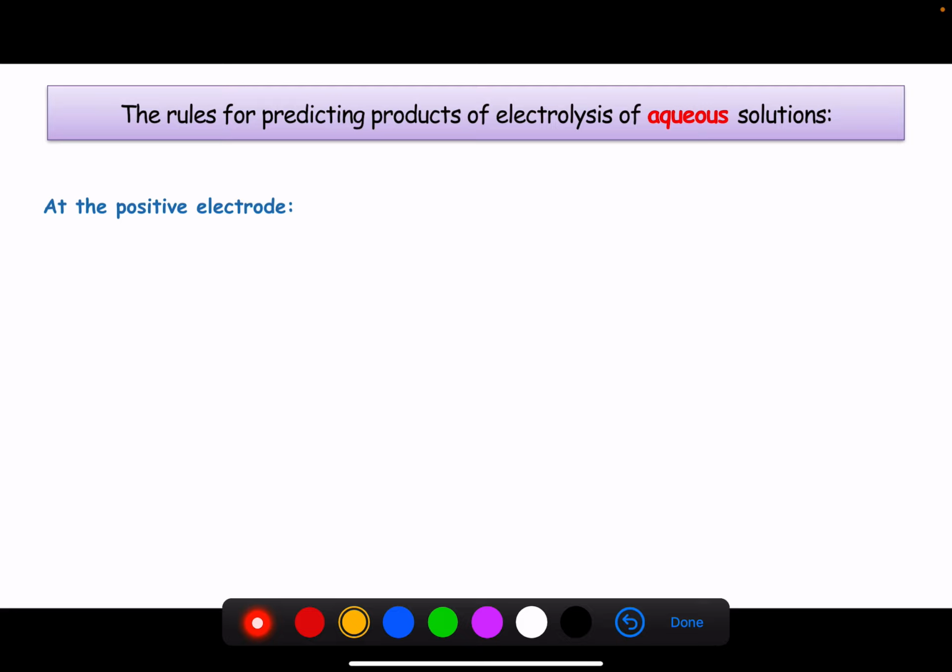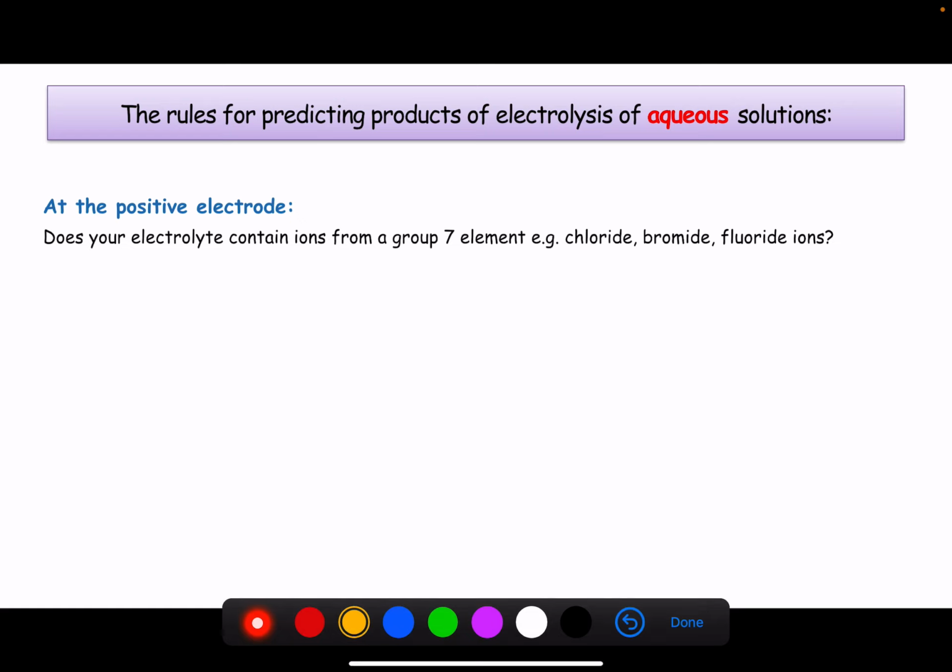Right, that deals with predicting the products of electrolysis at the negative electrode. Now let's look at what happens at the positive electrode. And again, we've got a rule that we need to learn. And our rule is, well, first of all, we think, does my electrolyte contain ions from a group 7 element? In other words, does it contain halide ions? And the halide ions are chloride, fluoride, bromide, iodide.